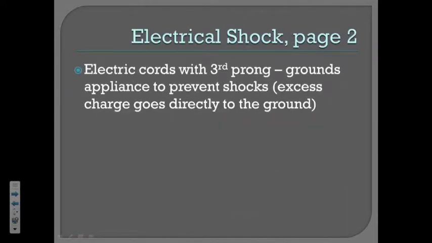And a little more about electrical shock. Whenever you look at things that are plugged into the wall, if it has a third prong, that third, rounder prong at the bottom is the grounding line in your electrical appliances. That takes the excess electrical charge and puts those charges into the ground so that those excess electrical charges do not build up in your appliances, which could cause a problem. So that third prong is your grounding wire, and it gets rid of your excess electrical charges.